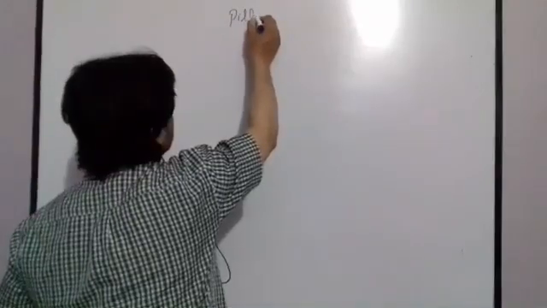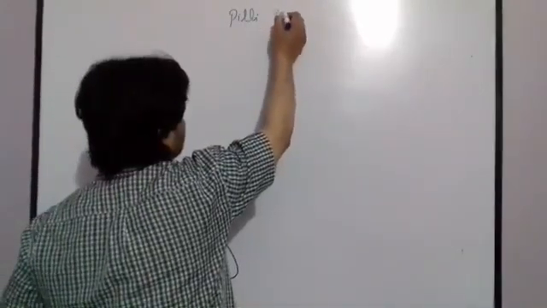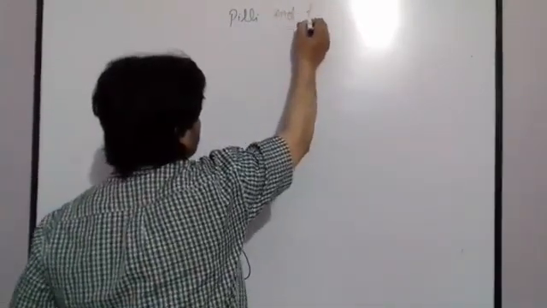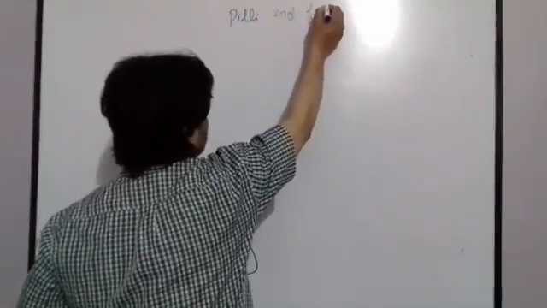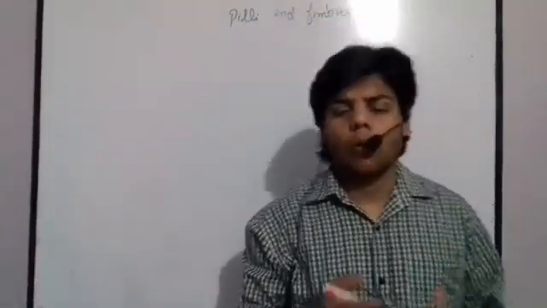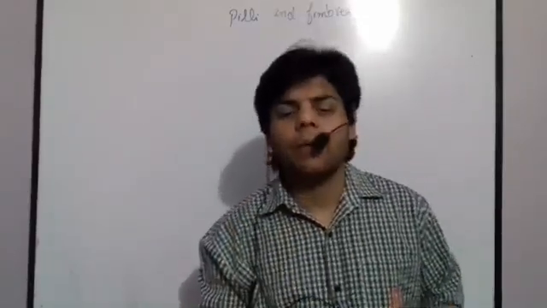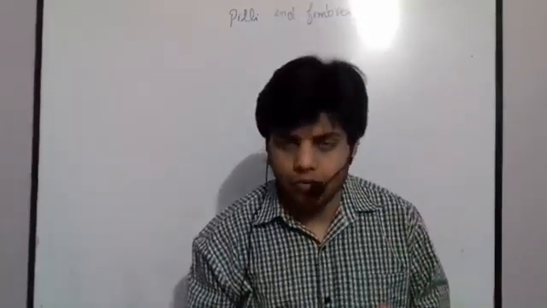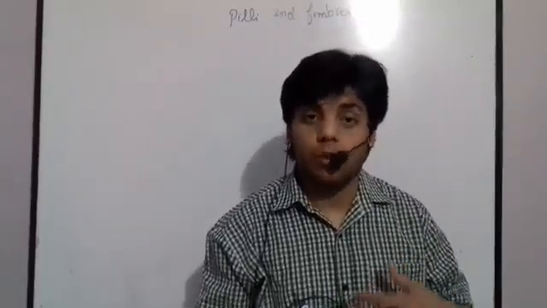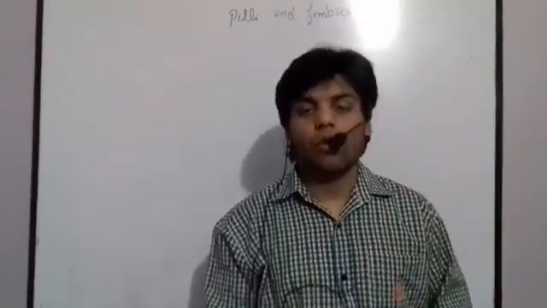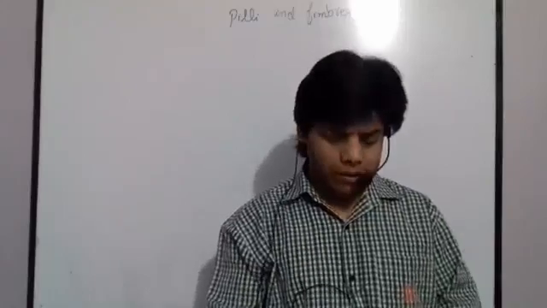Okay, in this video tutorial we are going to talk about pili and fimbriae. So let me write pili and fimbriae. Now what are pili and what are fimbriae? Pili and fimbriae both are hair-like structures and both arise from the cell surface.